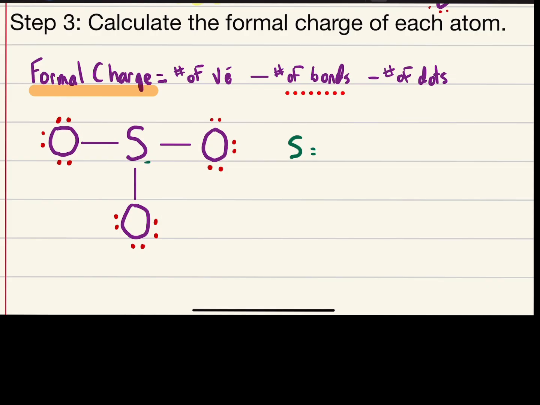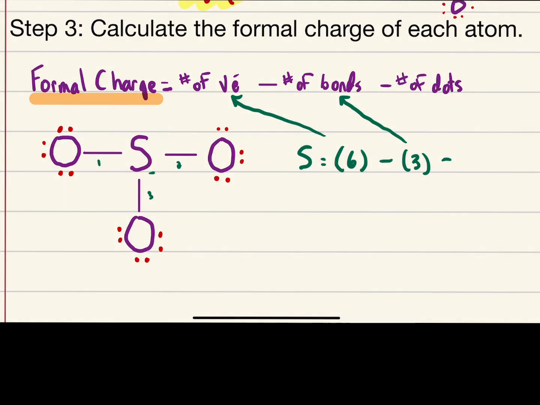Now what we're going to do is, with the distributed electrons, calculate the formal charge of each atom. And the formula for the formal charge is the number of valence electrons minus the number of bonds minus the number of dots. And this is going to be done for each atom inside the molecule. So when we look at sulfur, we see that it has 6 valence electrons from the periodic table, minus the 3 bonds, each bond going to oxygen, minus, well, it has 0 dots. And so when we apply this entire formula, it has a formal charge of +3.